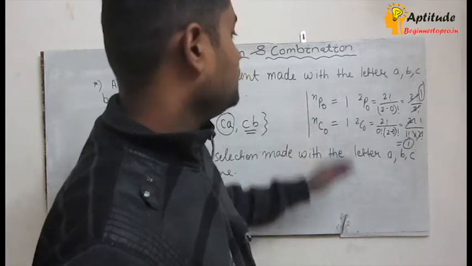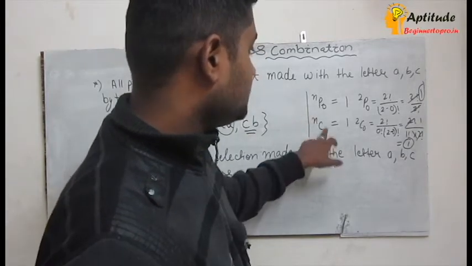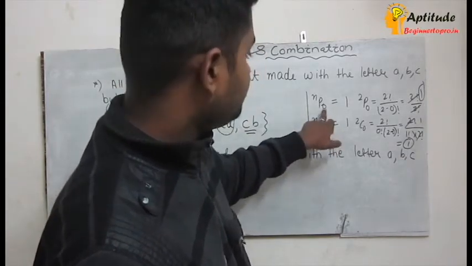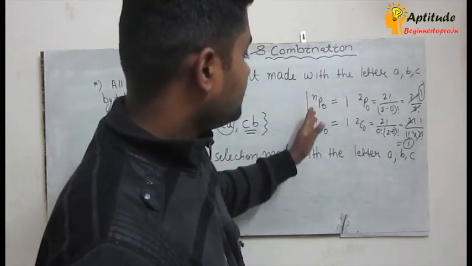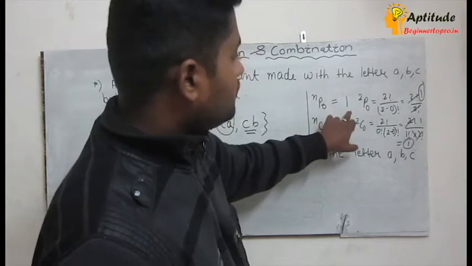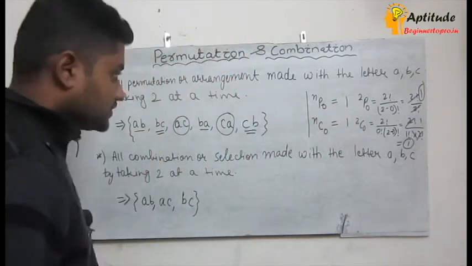1. So whenever you see NP0 or NC0, whenever you see 0, whether in case of permutation or combinations, whatever be the value of n, the final value will always be 1. Okay.